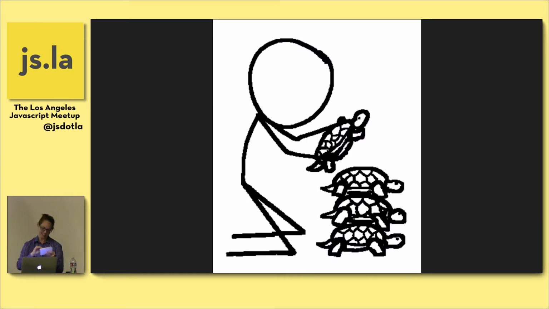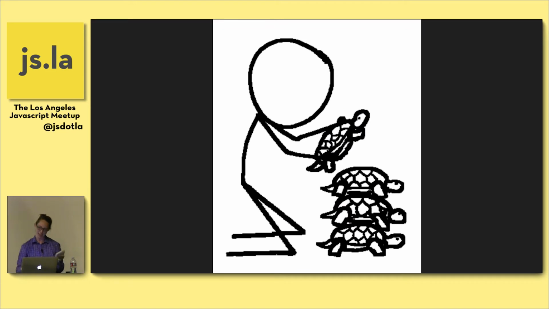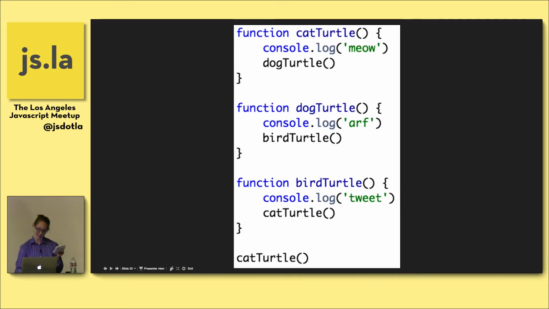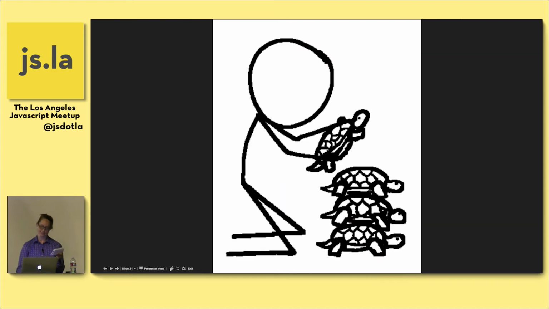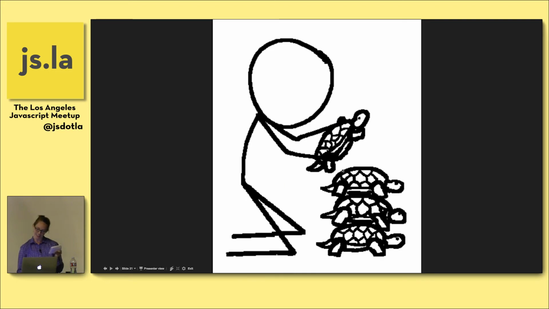The turtles from XKCD are just one of the multiple comics of turtles that are probably the most eloquent expression that helped me understand how to think functionally. So here's the code. Pretend that this is the pile of turtles. The bottom turtle would say, meow. The next turtle would say arf, because it was called. And then the cat turtle, or the bird turtle, would say tweet.